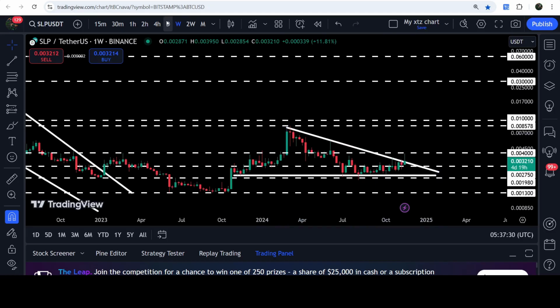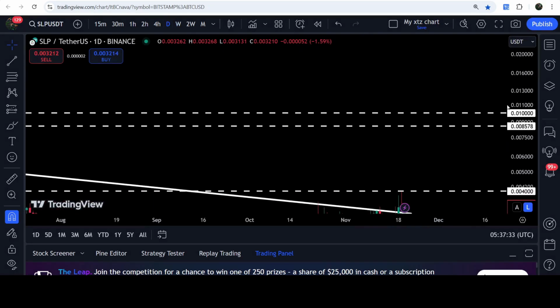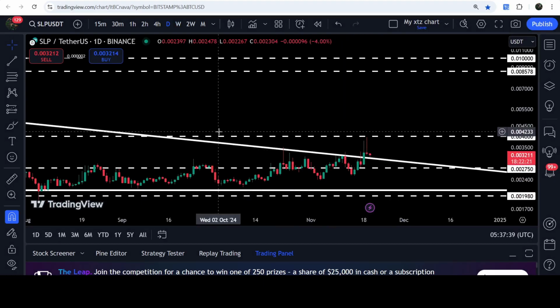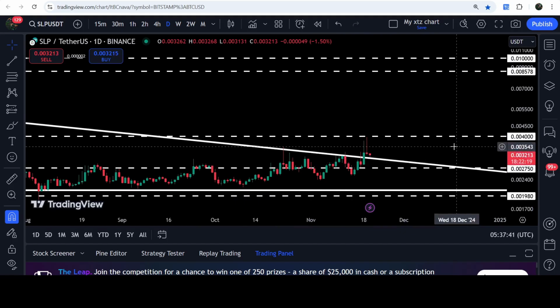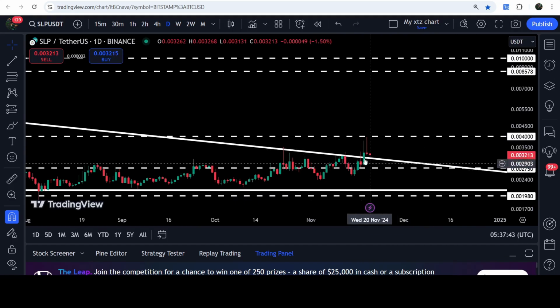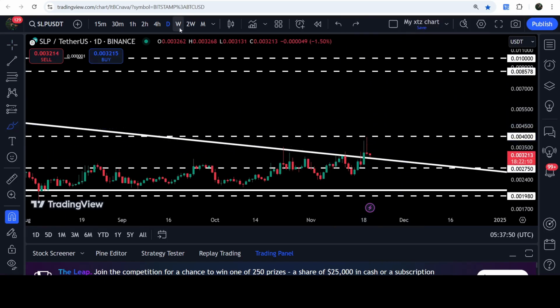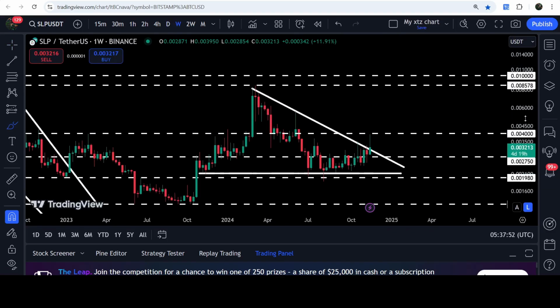But if we take a look at the smaller time frame, the daily time frame, then you can see that we have broken out the resistance of this triangle. But after the breakout, the price got rejected by this long-term resistance of $0.004. And right now, it is retesting the previous resistance of the triangle as a support before the next move to the upside.